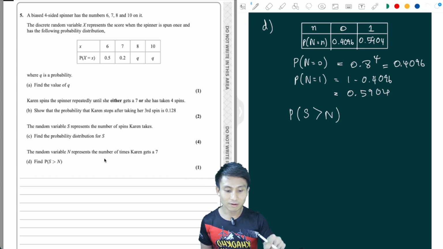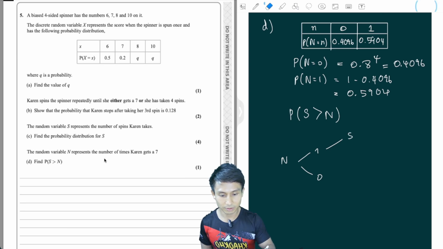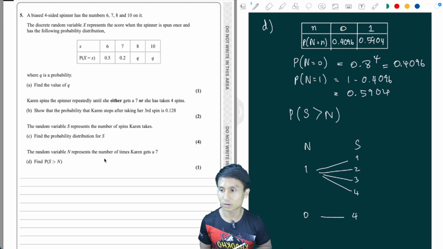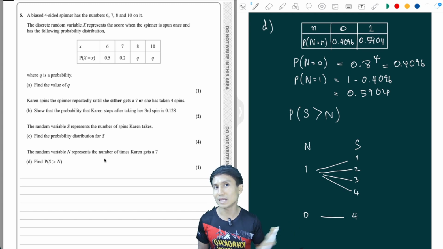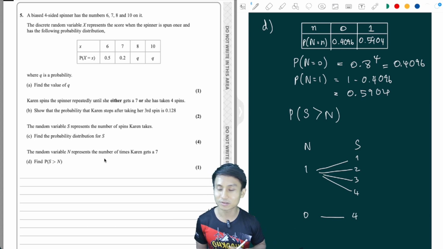Now let's think about, for each case of N, what can S be? If N is 1, S can be what? Let me do a tree diagram like this. So this is N, this is S. If N is 1, S can be 1 or 2 or 3 or 4, right? If N is 0, S can only be one thing, 4. Because if she doesn't get a 7 yet, she needs to keep going. So N is 0 can only happen when she uses up the quota of spinning, which is 4 times.